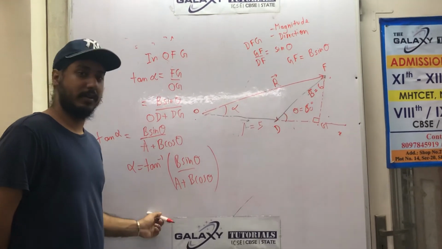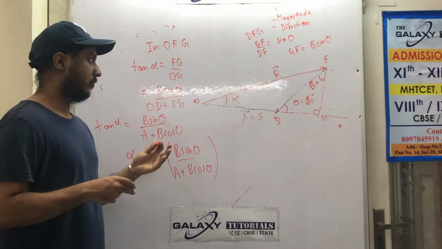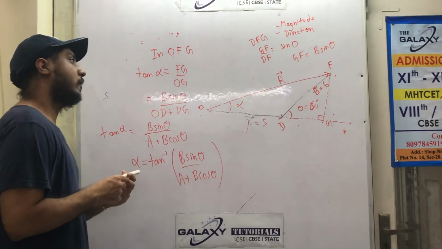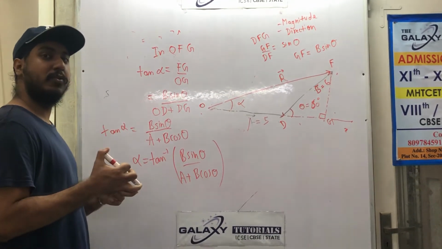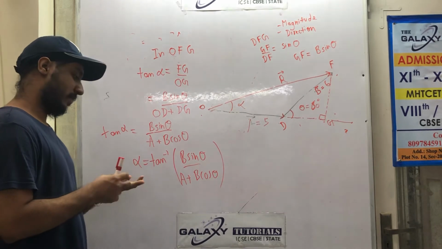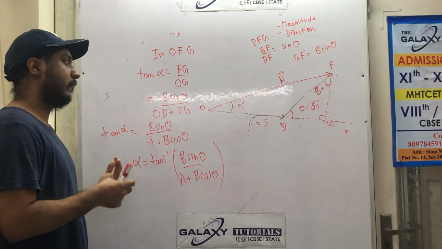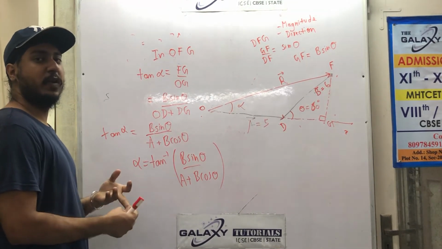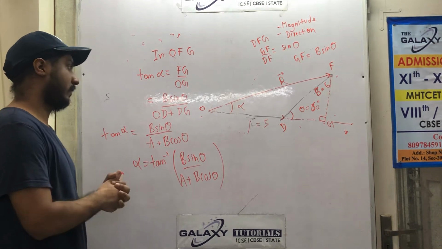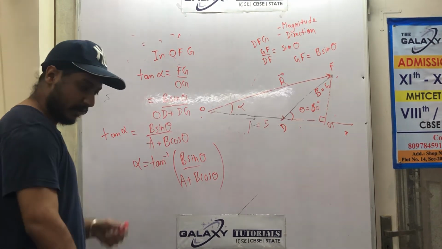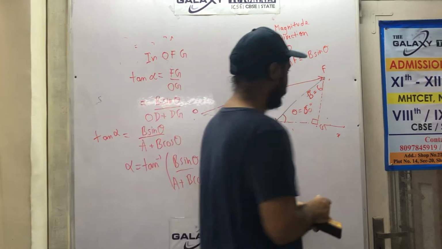Alpha is the direction. Okay, so that's it in the triangle law. Basically, you have to find out two things whenever you use this law. Firstly, you have to find the magnitude, and secondly, you have to find the direction, in case of all the vectors. Okay, let's go ahead. This was the triangle law.